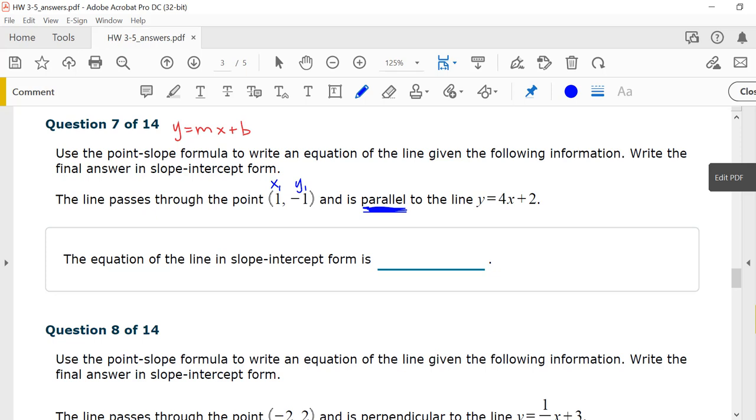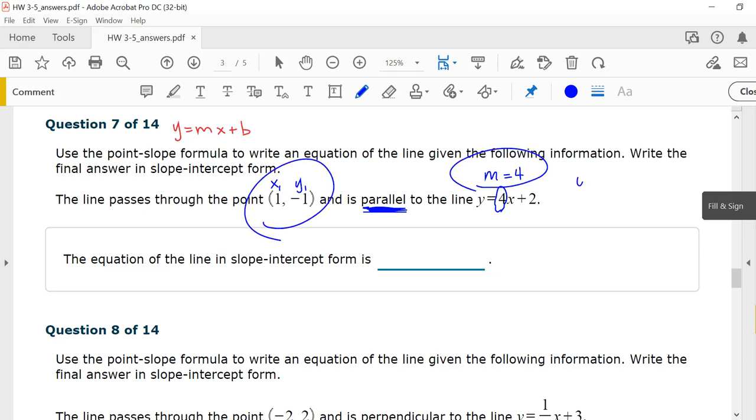And it's parallel to this line. Remember that parallel lines have the same slopes. What's the slope of this line? The slope is 4. Since we want a parallel line, we also want the slope to be 4. So we have our information. Here's our point. Here's our slope.